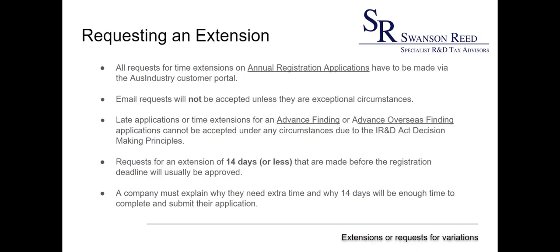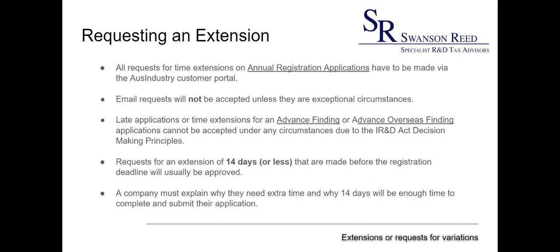All requests for time extensions on annual registration applications have to be made via the AusIndustry customer portal, which was launched in 2022 for FY21 period claims. This means that email requests will not be accepted unless there are exceptional circumstances. AusIndustry cannot accept late applications or time extensions for an advance finding or advance overseas finding application under any circumstances, since the IR&D Act decision-making principles do not provide any mechanism to allow for extensions of time to submit advance finding applications.